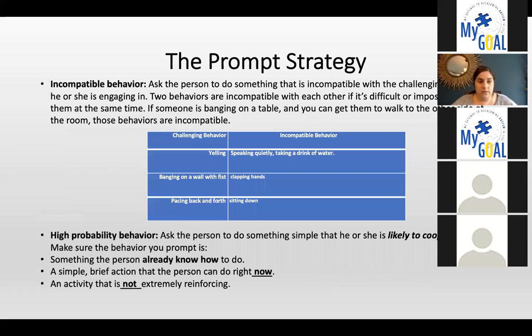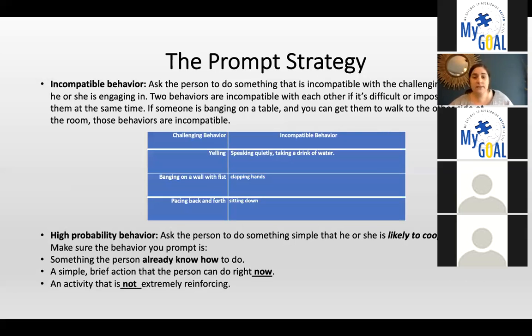Another strategy that we can use is called the prompt strategy. So basically what this says is if the child is starting to engage in a maladaptive behavior, we're going to prompt them to do something that's either incompatible or just a high probability behavior that they would engage in. So an incompatible behavior that we might do is something that the child absolutely cannot do at the same time as the maladaptive behavior. So let's say, for example, your child is at the table screaming. You can say, "Hey, why don't you take a drink of water?"